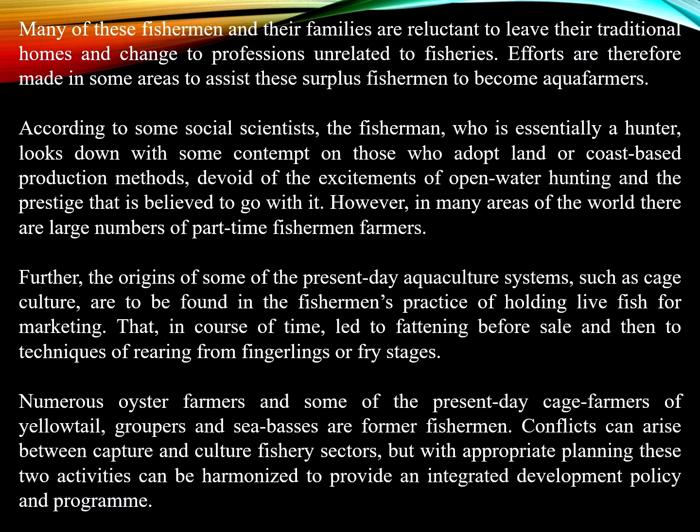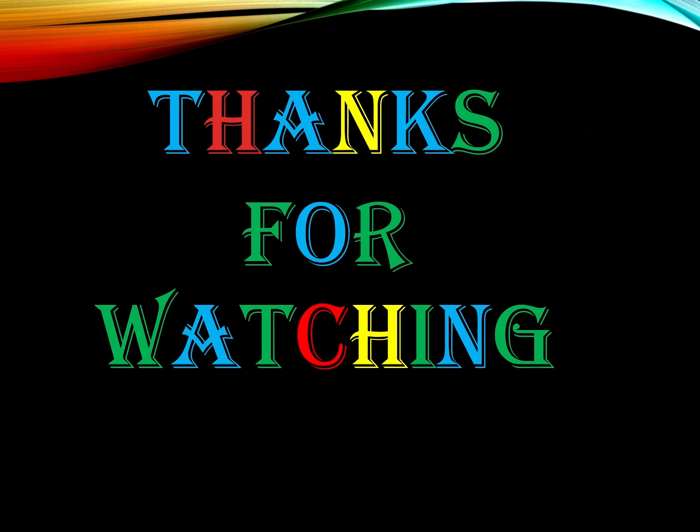Further, the origins of some of the present-day aquaculture systems, such as cage culture, are to be found in the fishermen's practice of holding live fish for marketing. That, in course of time, led to fattening before sale and then to techniques of rearing from fingerlings or fry stages. Numerous oyster farmers and some of the present-day cage farmers of yellowtail, groupers and sea basses are former fishermen. Conflicts can arise between capture and culture fishery sectors, but with appropriate planning these two activities can be harmonized to provide an integrated development policy and program.